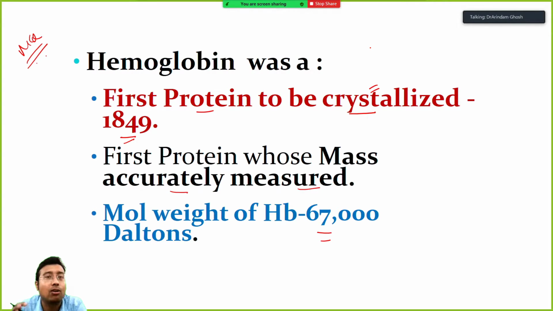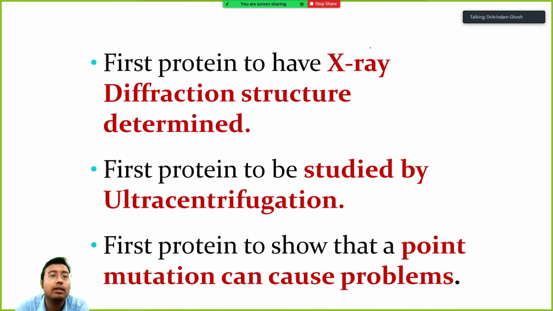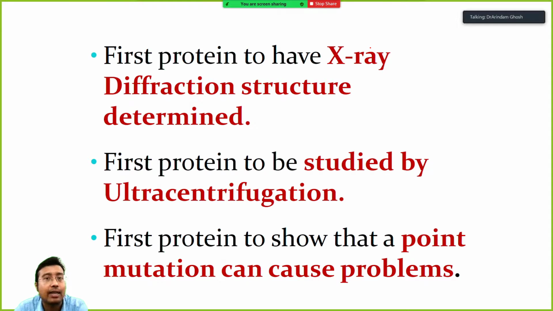Okay, when a protein or anything can be crystallized, multiple things can be done. So, hemoglobin is actually first in that category as well. First protein to have the structure determined by X-ray diffraction method. X-ray diffraction definitely can only happen when something is crystallized. So, again important MCQ. Also, first protein to be studied by ultracentrifugation, very important.